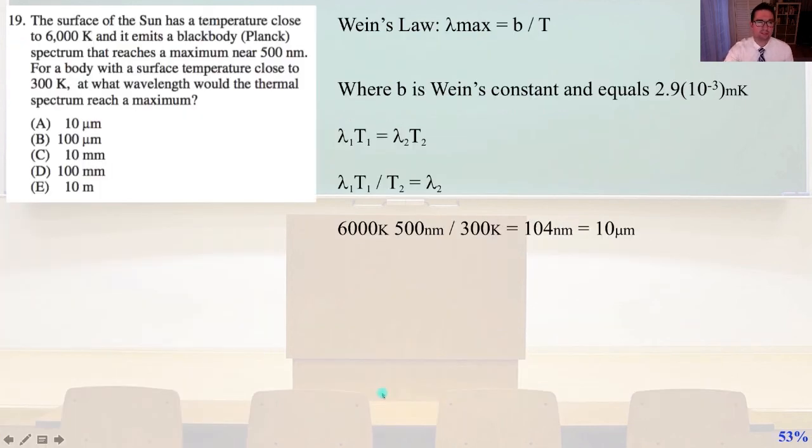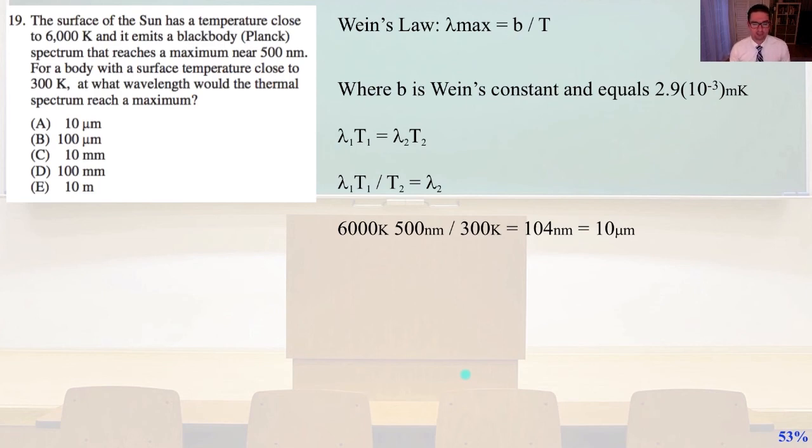Number 19, the surface of the sun has a temperature close to 6,000 Kelvin, and it emits a black body Planck spectrum that reaches a maximum near 500 nanometers. For a body with a surface temperature close to 300 Kelvin, at what wavelength would the thermal spectrum reach a maximum? So we're going to apply Wien's law, where lambda max equals B over T, T being the temperature, and where B is Wien's constant, which is 2.9 times 10 to the minus 3 in a particular set of units.